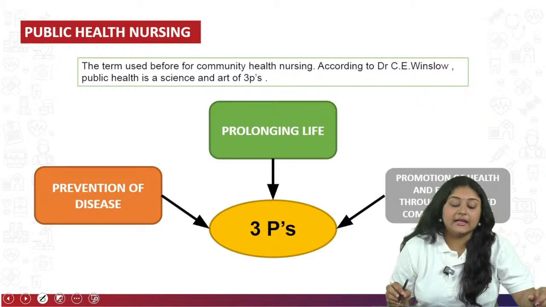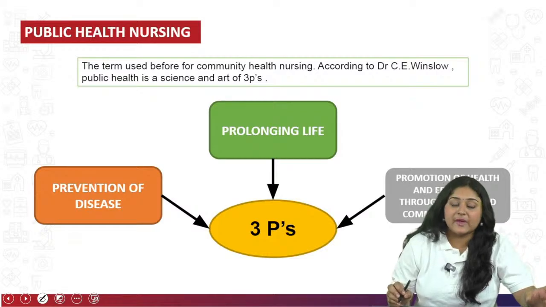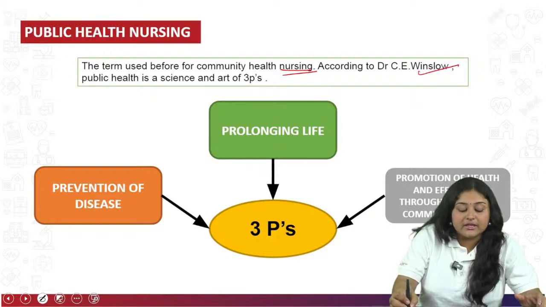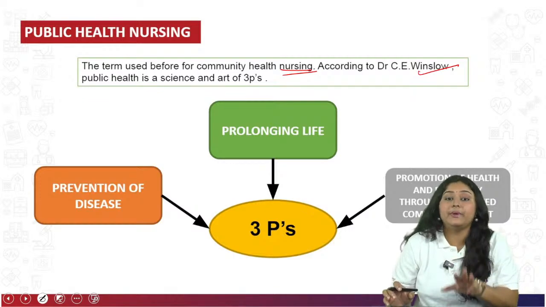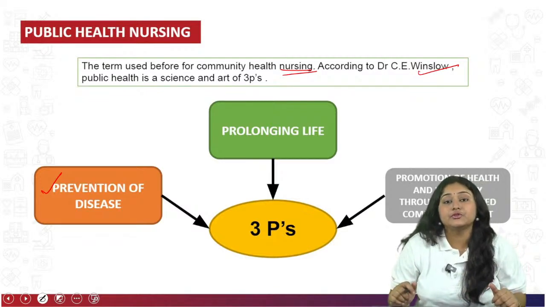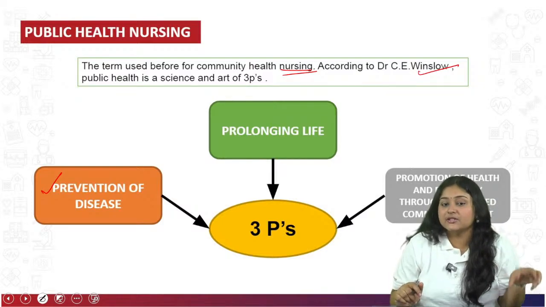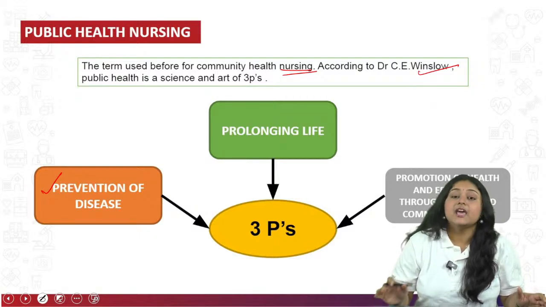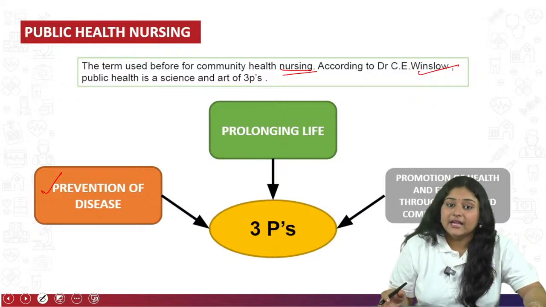Next, come to public health nursing. What do you mean by public health nursing? This term is mainly used for community health nursing. According to Dr. C.E. Winslow, public health is a science as well as the art of 3 P's. So what are the 3 P's? First is prevention of the disease. How are you able to prevent the disease? If you are able to detect any kind of disease or infirmity in the early stages, then only will you be able to prevent these kinds of diseases, right?